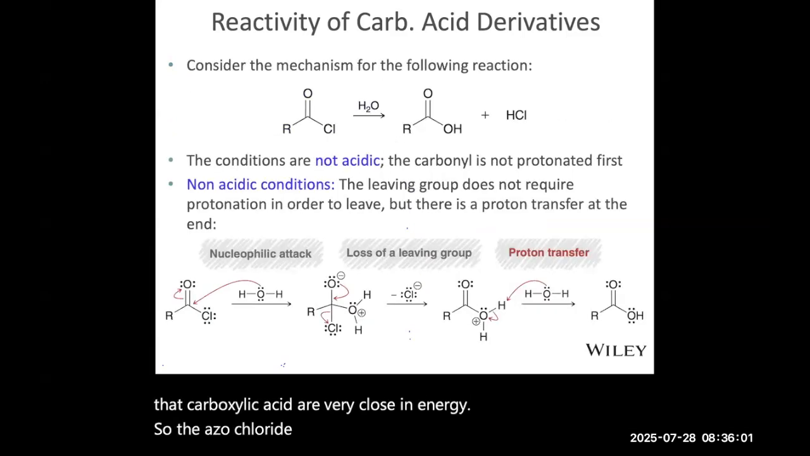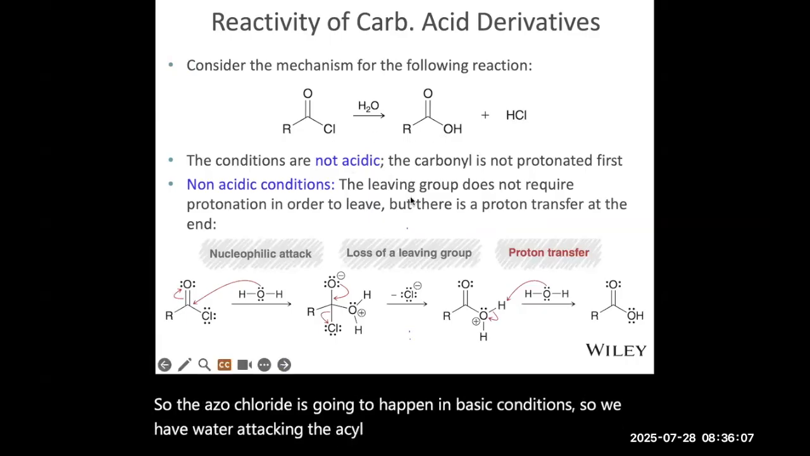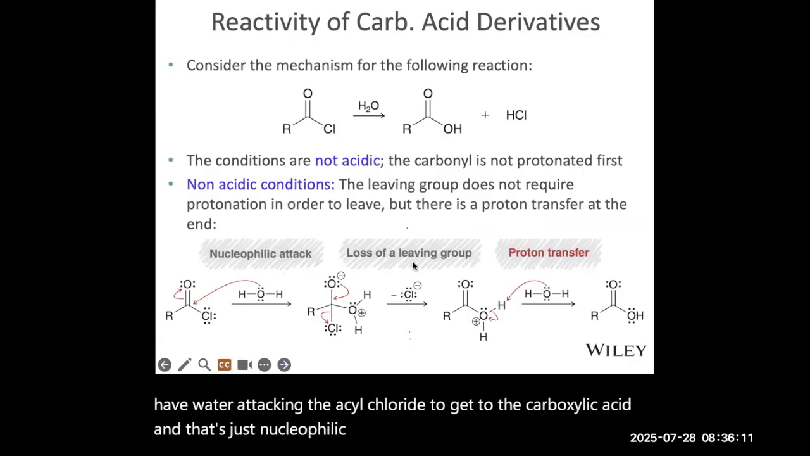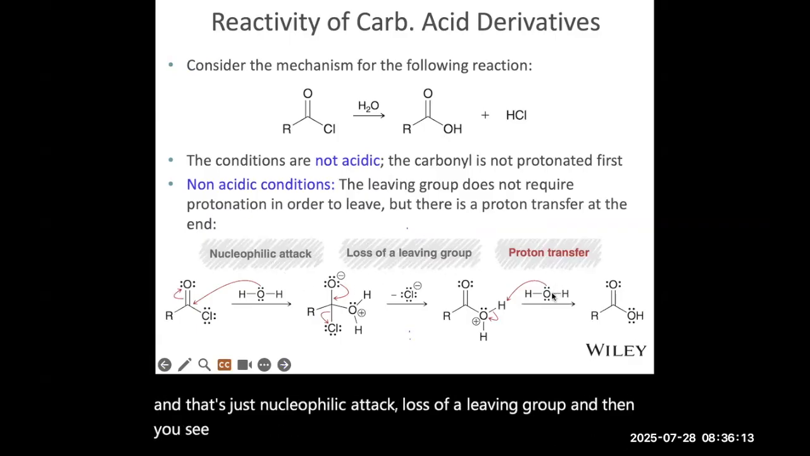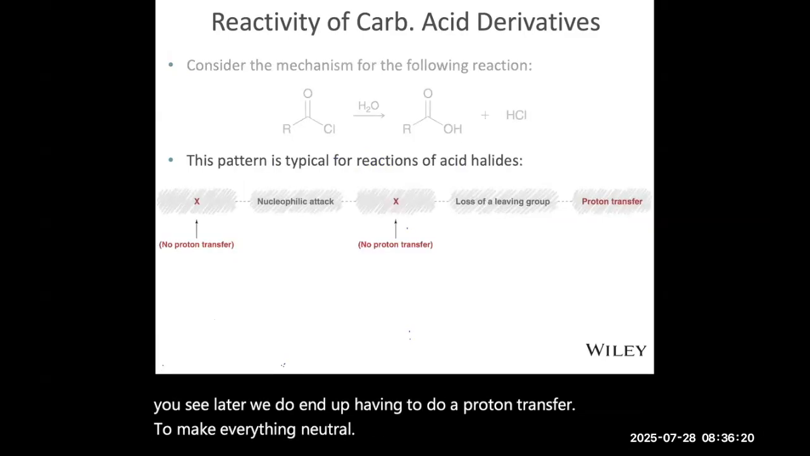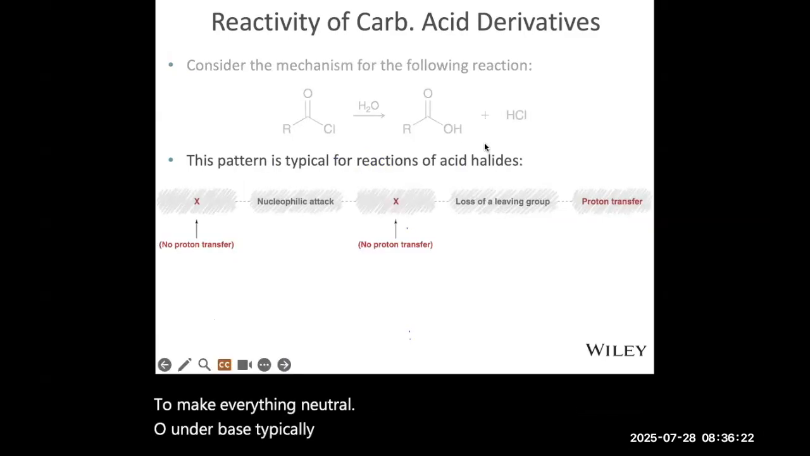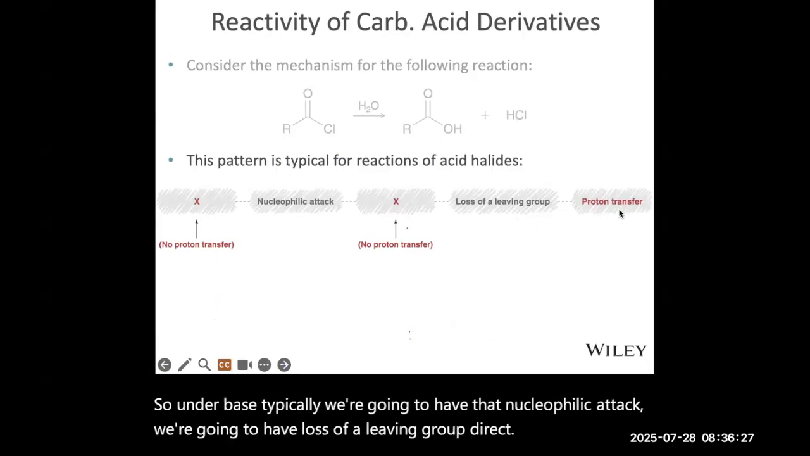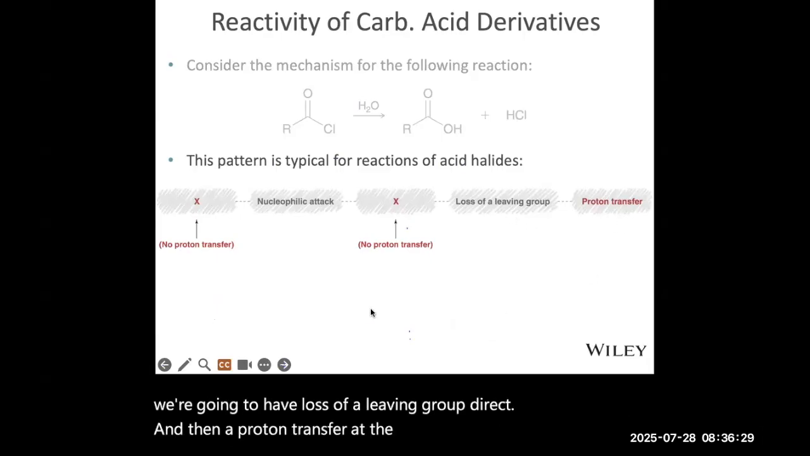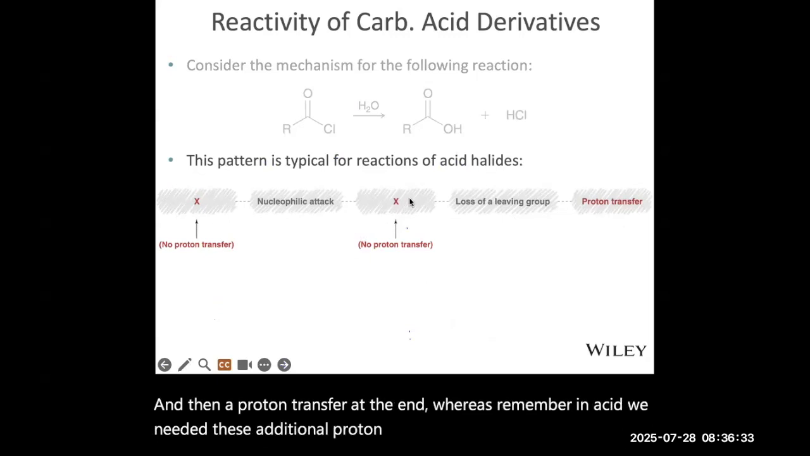Typically, acyl chloride reactions are going to happen in basic conditions. So we have water attacking the acyl chloride to get to the carboxylic acid, and that's just nucleophilic attack, loss of a leaving group. And then you see later we do end up having to do a proton transfer because our nucleophile was neutral. So under base, typically we're going to have that nucleophilic attack, loss of a leaving group directly, and then a proton transfer at the end. Whereas remember in acid, we needed these additional proton transfers to keep everything going.